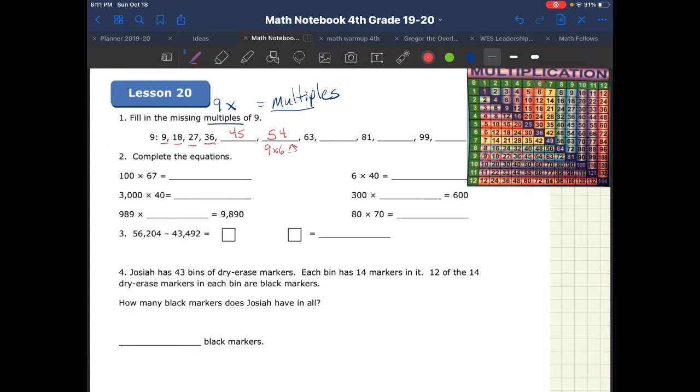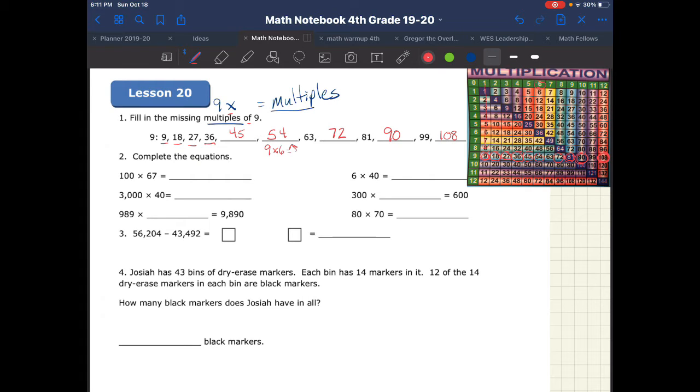63, they already wrote. After 63, we have 72. So we're going to do 72. They've got 81. After 81 is, might be hard to see that, but that is a 90. 99. And then the last one, 9 times 12, is 108. So when you see multiples, it means you are multiplying by whatever they're saying of. The of is the times.